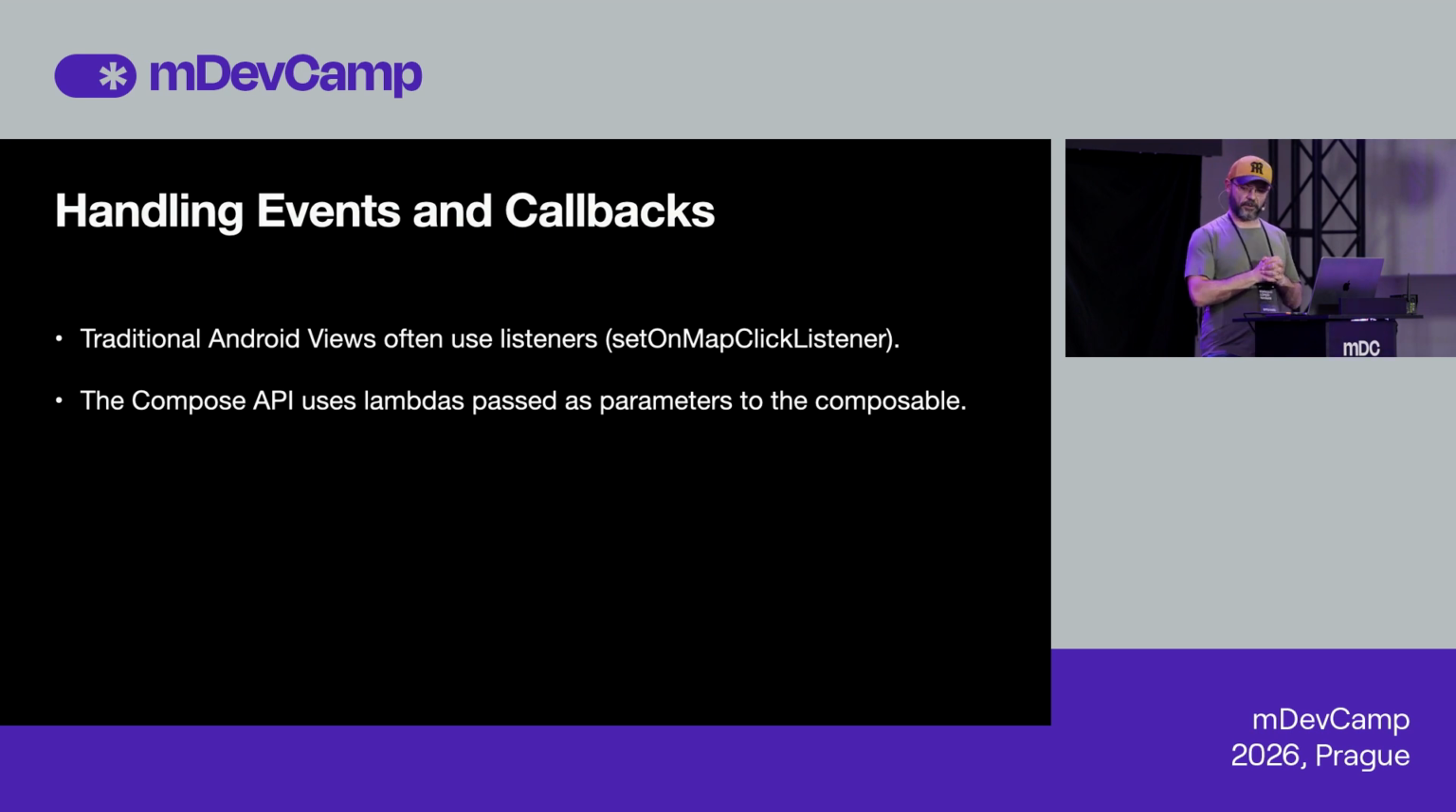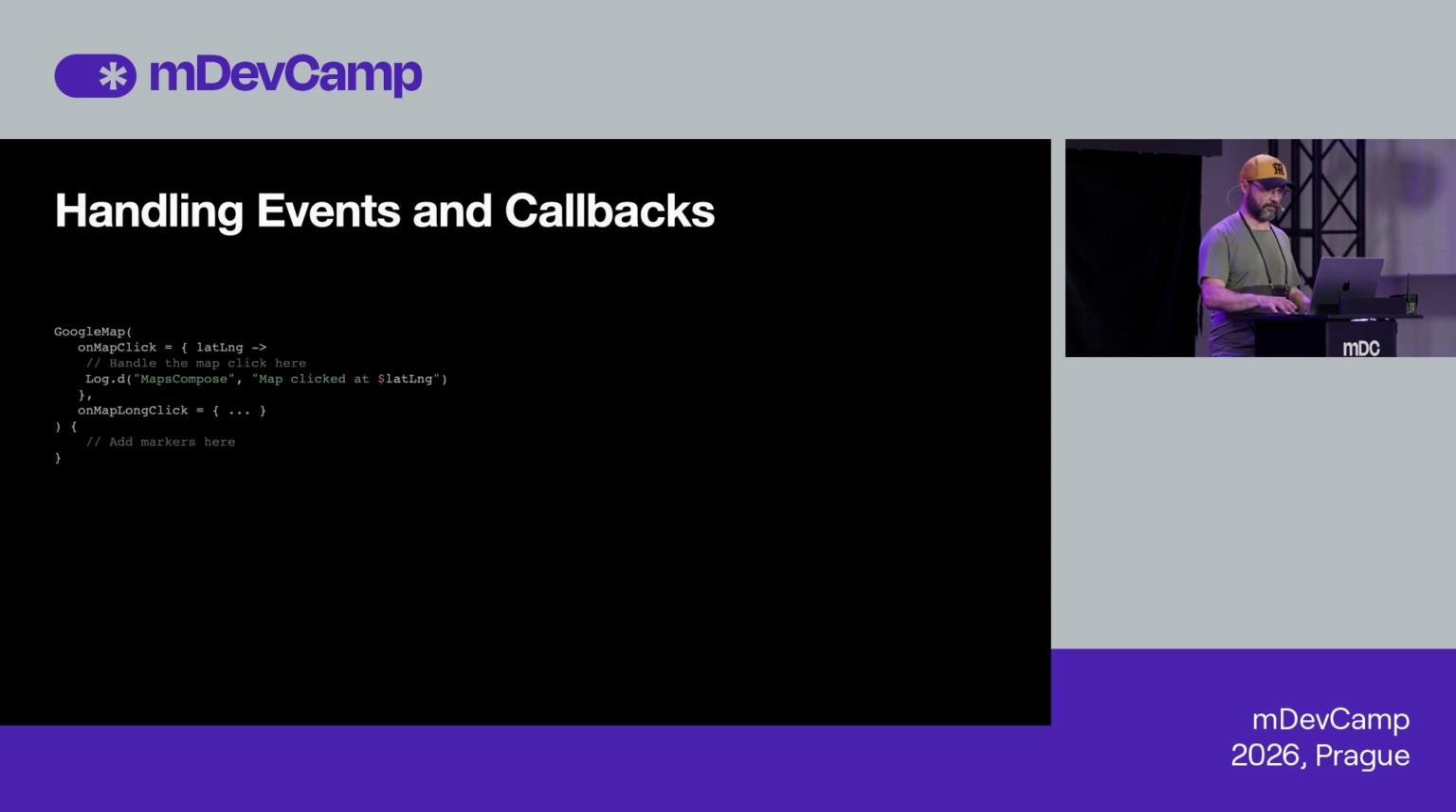Now, one more thing that we need on this type of library. These Android views use listeners to interact with external events, like set on map click listener or long click, etc. But Compose uses lambdas passed as parameters to the composable. It doesn't call listeners. We also need to make a transformation between them. So on Google Maps, this is how it would look.